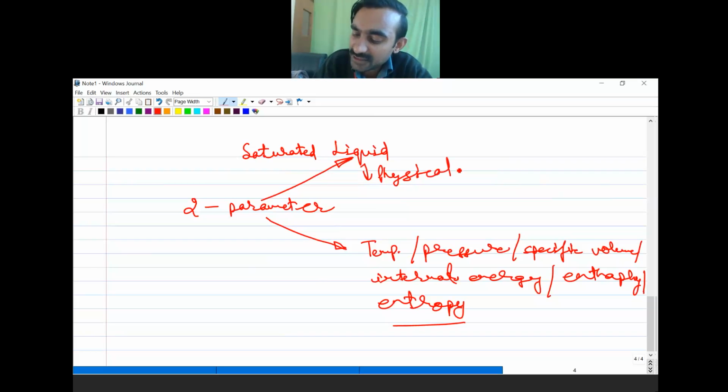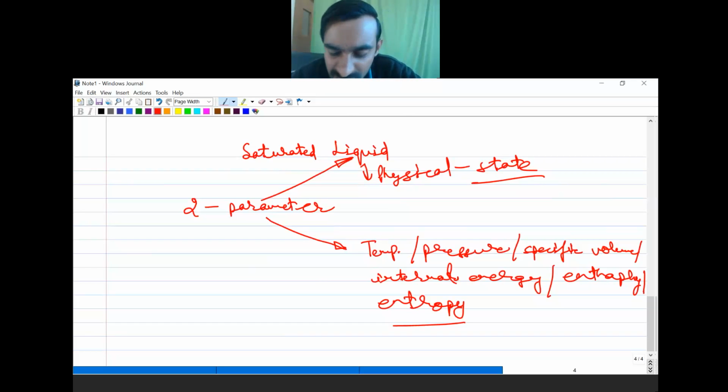For example, when I told you to find the saturated liquid internal energy at, say, a pressure of 5 kilopascals, you only go to the table given for saturated liquid, that column only. So that physical state is also one of the input parameters employed to locate the thermodynamic state of the system. Is this point clear? Yes, sir.